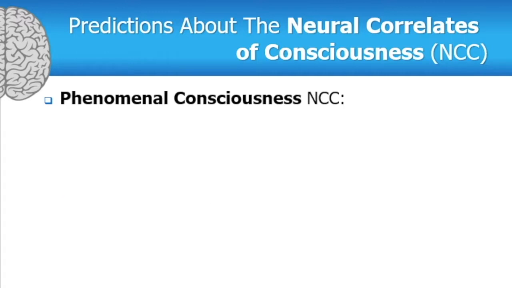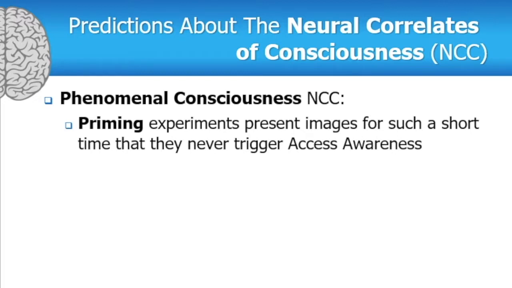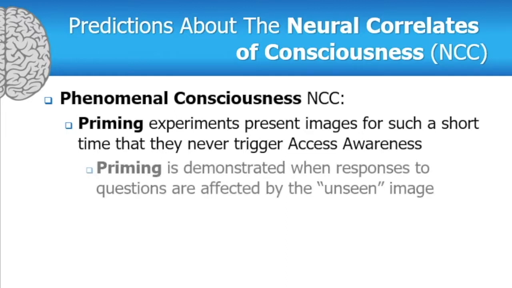Let's take a look at how priming experiments work. Basically, a priming experiment presents a target image or word for such a short time that the subject does not ever experience access awareness. That is, the subject always reports that they didn't see anything. The priming effect is demonstrated when subsequent responses to a question are still affected by the short presentation of the unseen primed image or word. For example, if an unseen image of a dog is presented and the subject is later asked to name an animal, they are much more likely to name a dog.